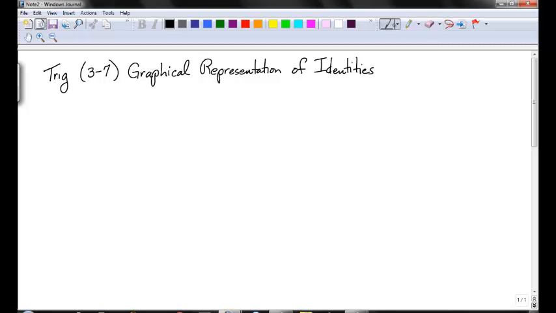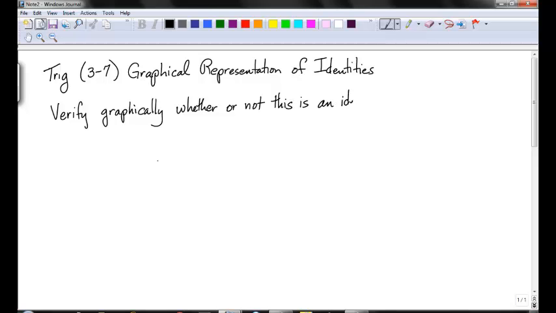Now, I will tell you on some of these, on the graphing ones, some of these do not work. Okay, so they will give you the directions. It will say verify graphically whether or not this is an identity. You could do it algebraically, but they're asking you to do it graphically.